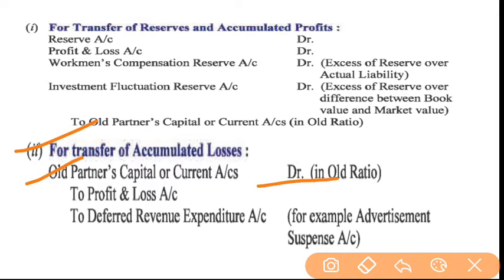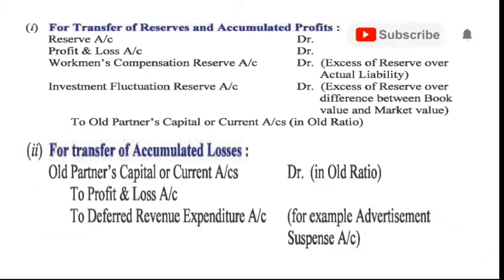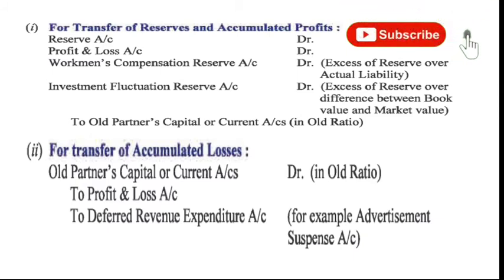Second, for transfer of accumulated losses: if losses are there, old partners' capital or current accounts will be debited and the losses will be credited. Okay students, we will add up all the losses and divide them among the old partners in their old profit sharing ratio on the debit side. So if profits or reserves are there, they will be debited and partners' capital or current accounts will be credited, and if losses are there, losses will be credited and partners' capital or current accounts will be debited.